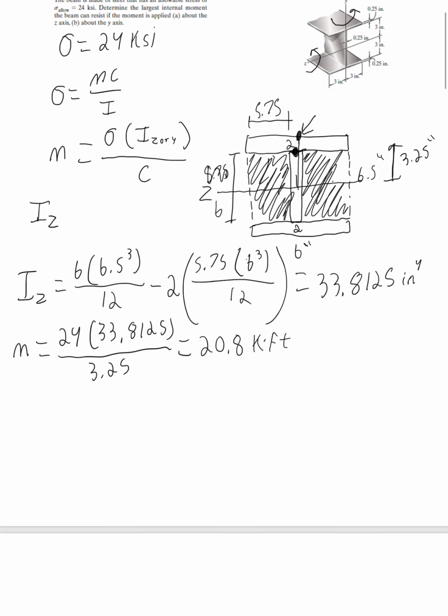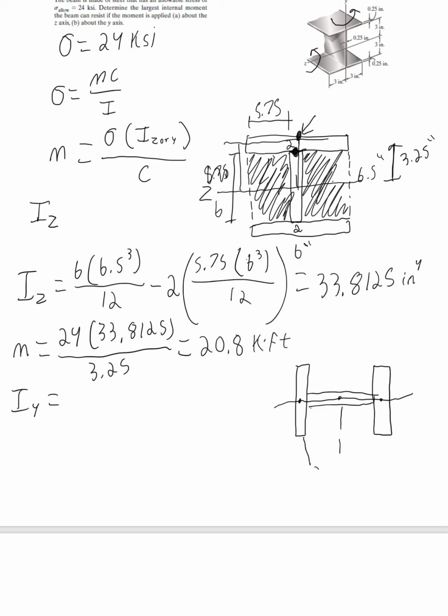So now we can do the same thing, but about the y-axis, so I sub y. In this case, it gets a little bit different because we're going to turn our cross-section sideways. So we can look at it like this. What you'll notice is that before, this top rectangle's centroid was off the centroid of the main shape. But here, for all three of these shapes, the centroid is on that y-axis. So I'll call this center rectangle shape 1, and these outer ones shape 2, and we'll just multiply by 2. They're the same shape.